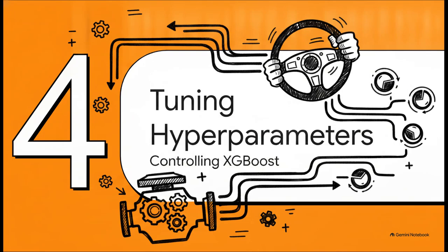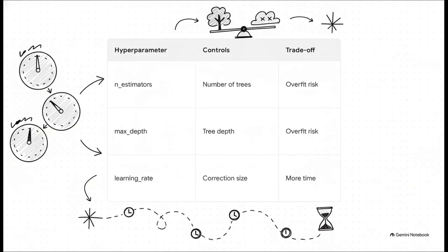Section 4. Tuning the hyperparameters. Okay, so taking the steering wheel and controlling this powerful algorithm definitely requires a bit of a delicate balancing act. You basically have 3 main dials to turn. First up is estimators. This controls how many sequential trees are built. Now, more trees can definitely improve performance, but it also ramps up your training time and your risk of overfitting.